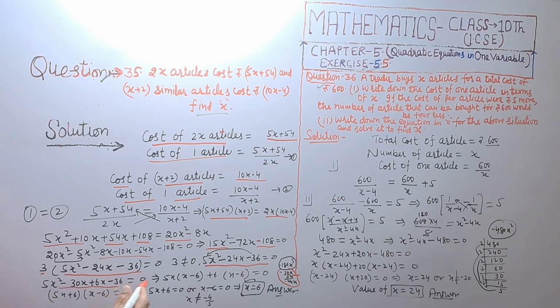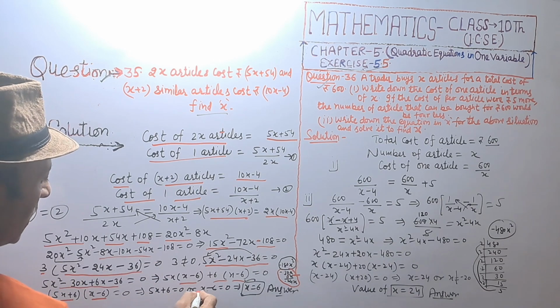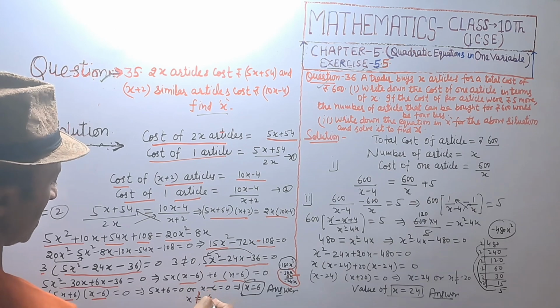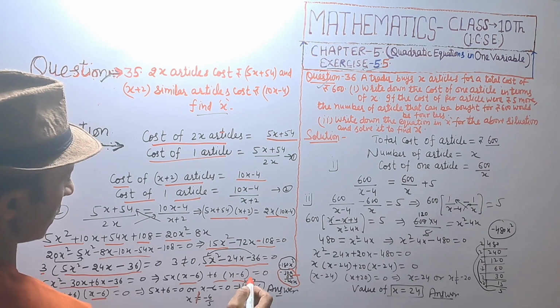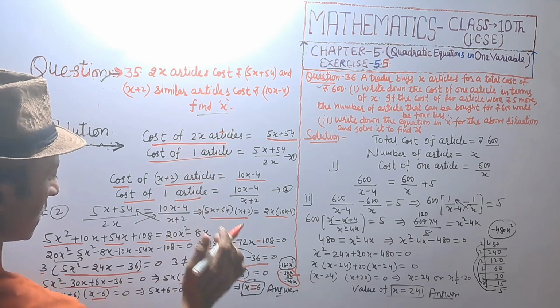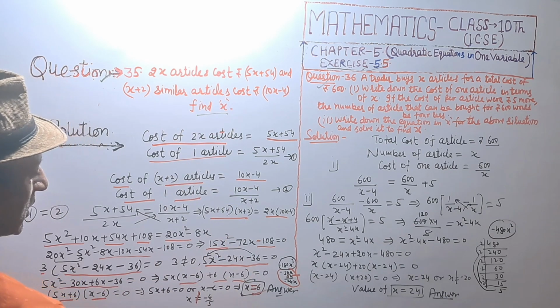Minus 30x plus 6x: 5x is taken common, and (x minus 6) in bracket. (5x plus 6) and (x minus 6) equal to 0. Either 5x plus 6 equal to 0 or x minus 6 equal to 0. x is equal to minus 6 upon 5, which is negative. So x is equal to positive 6. We get the value of x equal to 6. Answer.